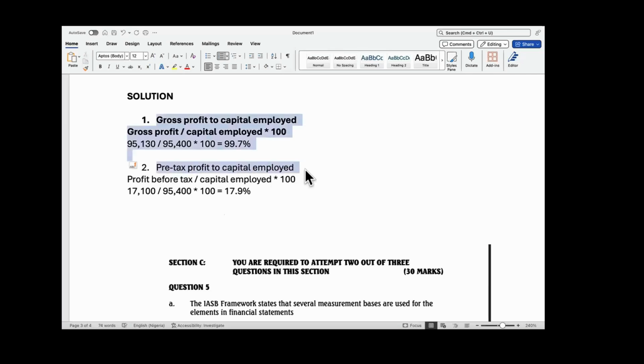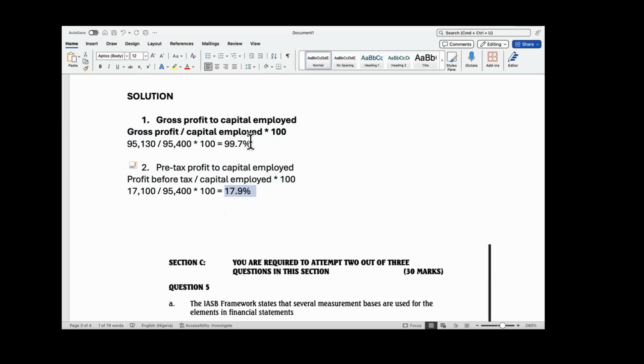the same way. I told you that this 99.7% would mean that we have made 99.7% gross profits from our capital employed. So it's the amount of gross profits made from the capital invested. This would then be the amount of pre-tax profits made from the capital invested. So we have made 17.9% profit from our capital invested.